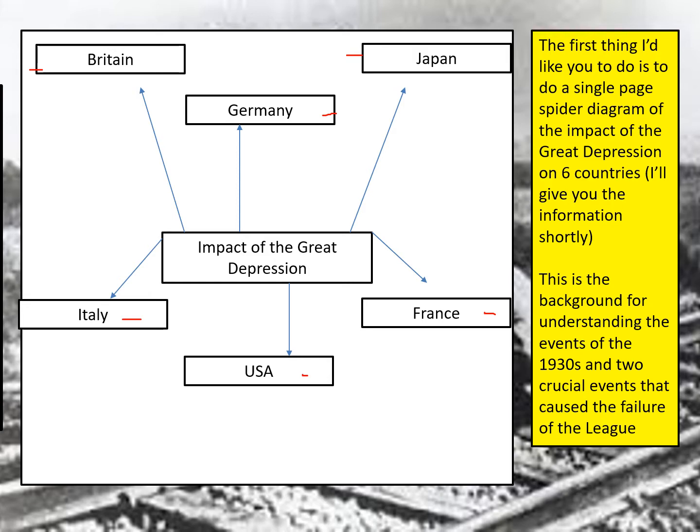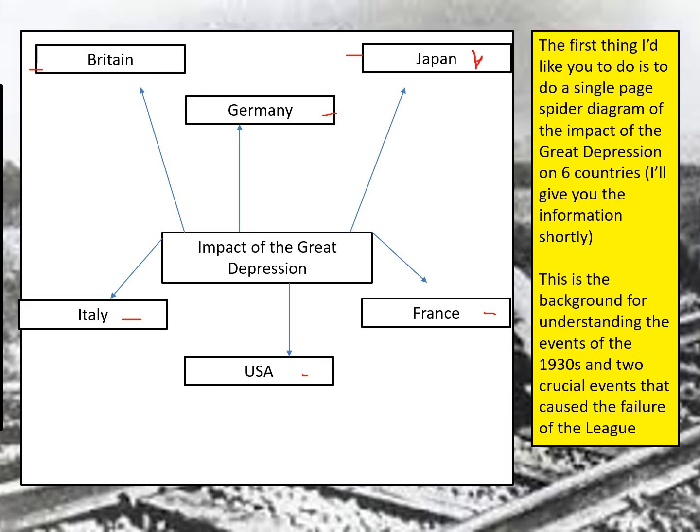The idea behind this spider diagram is it gives you the background to the events of the 1930s. Now, the League hadn't been perfect in the 1920s, but it had been doing pretty well with certain countries and dealing with small-scale problems like the islands between Sweden and Finland. In the 1930s, they deal with 2 problems so badly that it causes the collapse of the League, and that's to do with some events that involved both Japan and Italy.